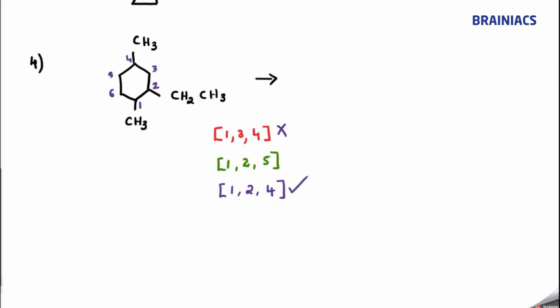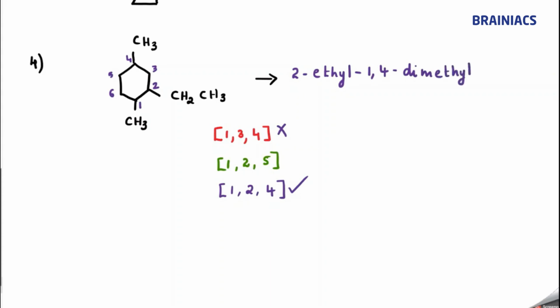Understood? So now tell me what is the name of this compound. Alphabetically, there is one ethyl, and at 1 and 4 there is methyl. So alphabetically E will come first. So I can write 2-ethyl, correct? Then hyphen 1, 4. You should write it in increasing order. 1, 4 hyphen dimethyl.